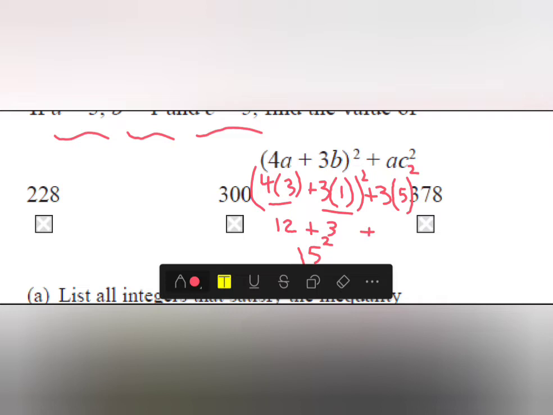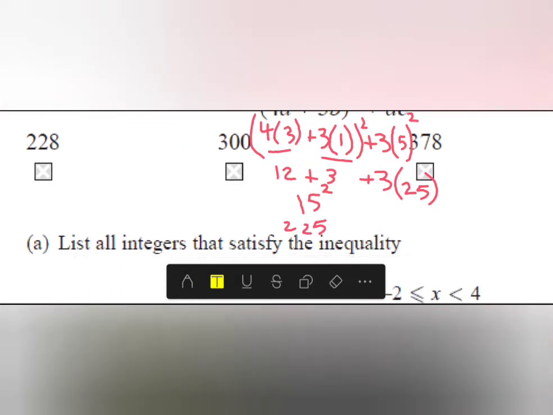So plus 3 times what? 5 squared is 25. And then you multiply the 3 by 25. So the answer will be what? Very good. So 3 times 25 will give you 75. So plus 75. And then the final answer will be what? So 225 plus 75. And the answer will be 300.